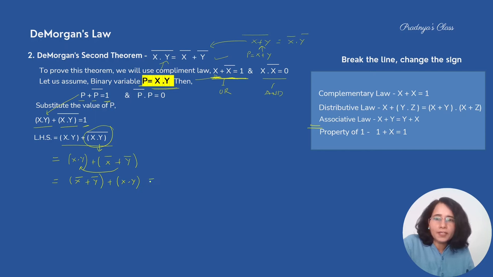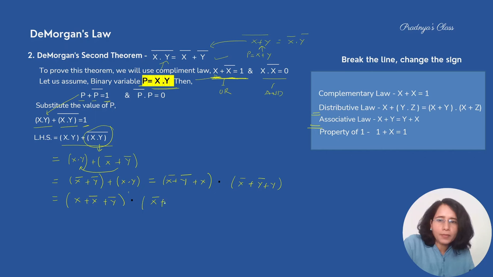Now let's solve it with the use of the distributive law. So we will get x bar plus y bar plus x. And for the second term we will get x bar plus y bar, and here we have plus y. Now I am going to rearrange these terms. So x plus x bar I am writing together and then y bar. Arrange the second term also, x bar plus y bar.